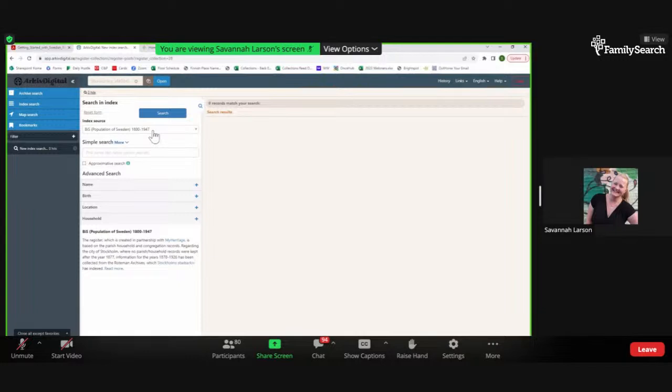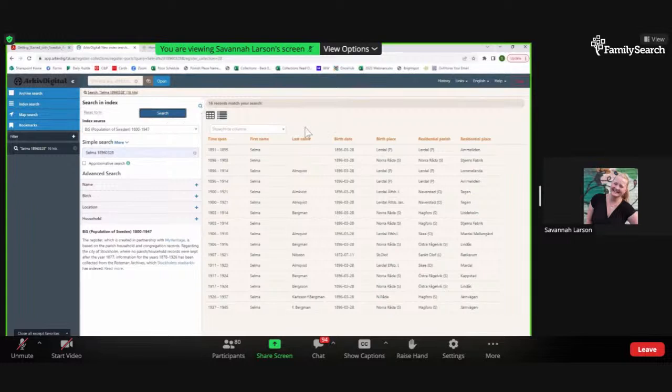The simple search will typically work with a name and a birth date. I typically like to use just the first name and then their exact birth date. So in this case, using the example of Selma, put in Selma, 1896 0328, which is her birth date backwards: year, month, day, with no spaces or dashes or anything. If you do that and click search, it will search through all of the household records in the index and give you a list of all of the possibilities.